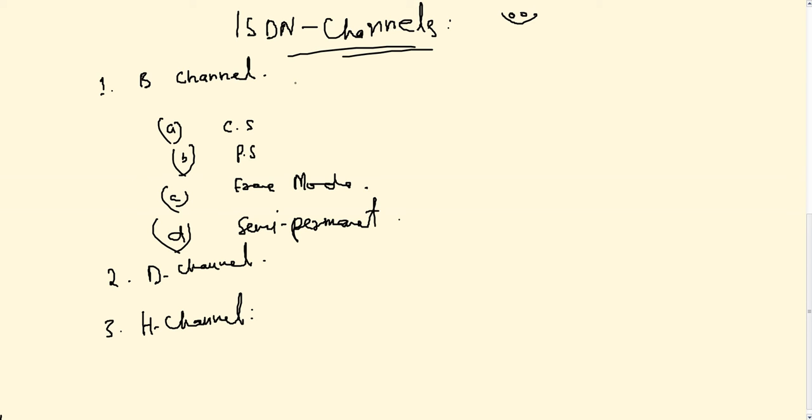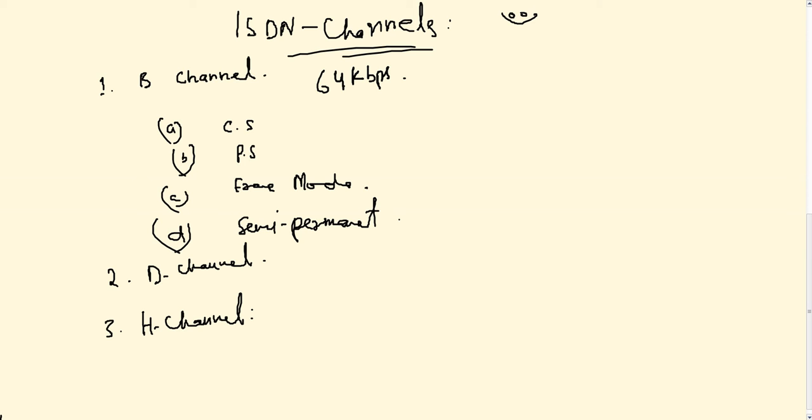Now, first is the B channel. This is the main channel. It's called B channel because it's a bearer channel, and it has a 64 kilobits per second data rate. So it's a basic user channel. It takes full duplex mode of transmission, and it can carry data, voice, and some low data rate information, not like video.